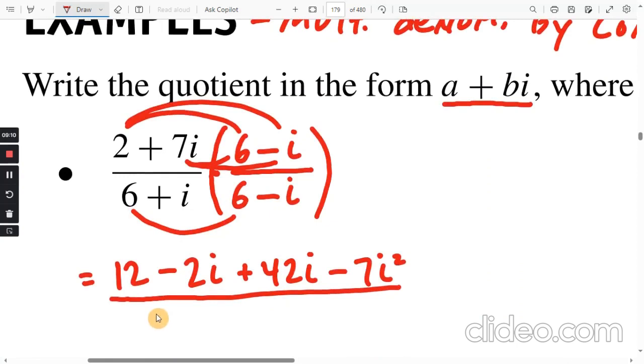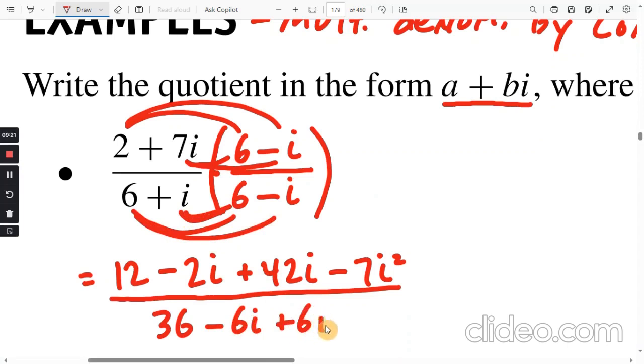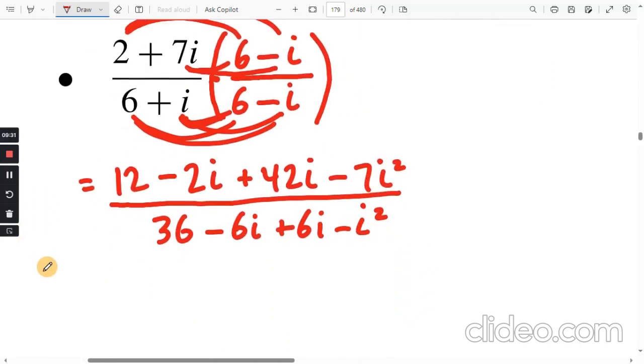6 times 6 is 36. 6 times negative i is negative 6i. i times 6 is positive 6i. And i times negative i is negative i squared. Let's see, 6i minus 6i is gone. i squared is the same as negative 1. And if you have the negative of negative 1, that's positive 1.